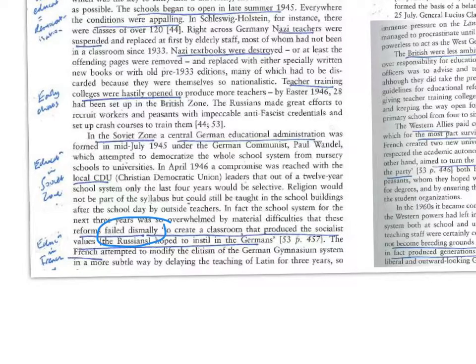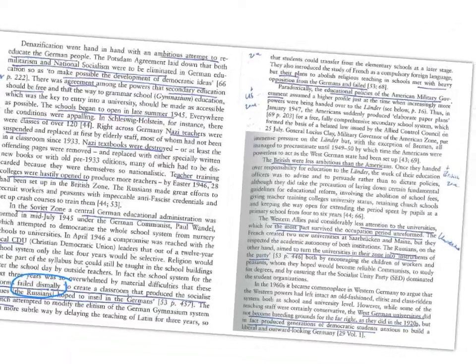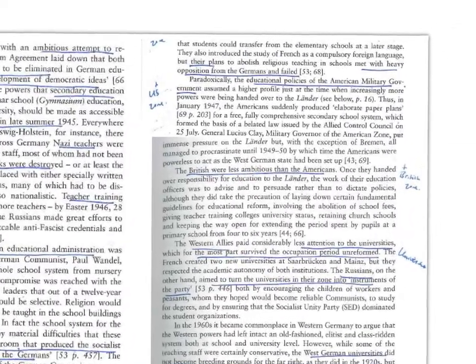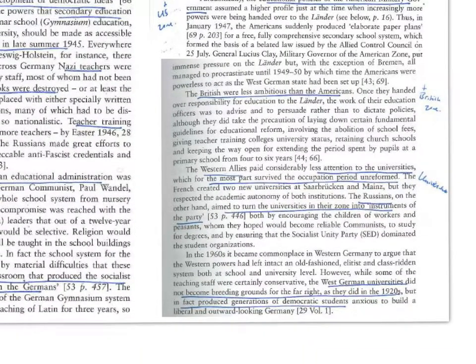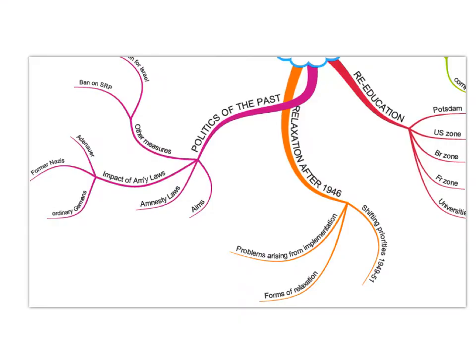And it then moves into the French and the British zones. And then on the next section, you've got the American zones. And then at the end, you've got the universities, policies towards the universities. So again, pick out key points and add those to your notes. Moving on then.